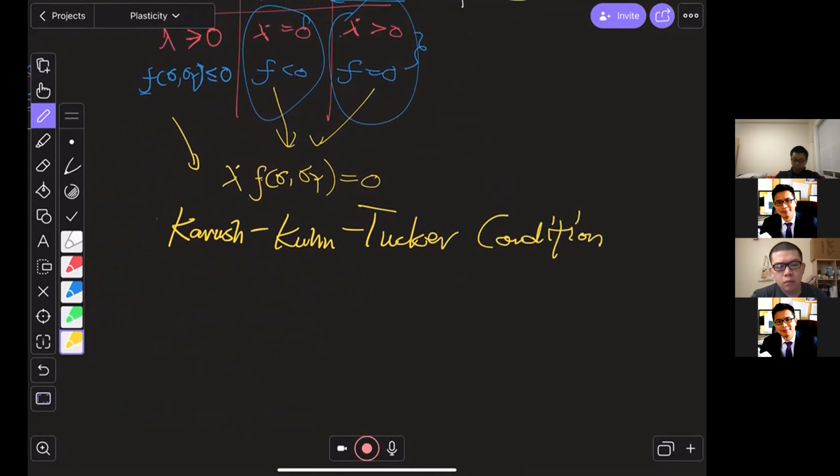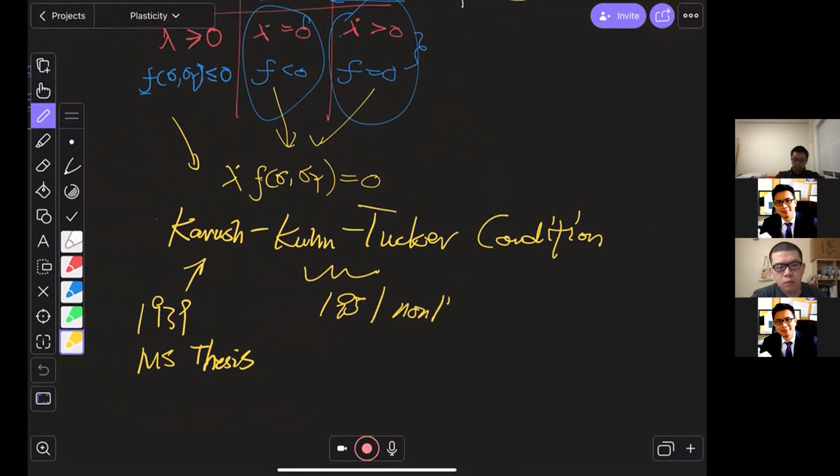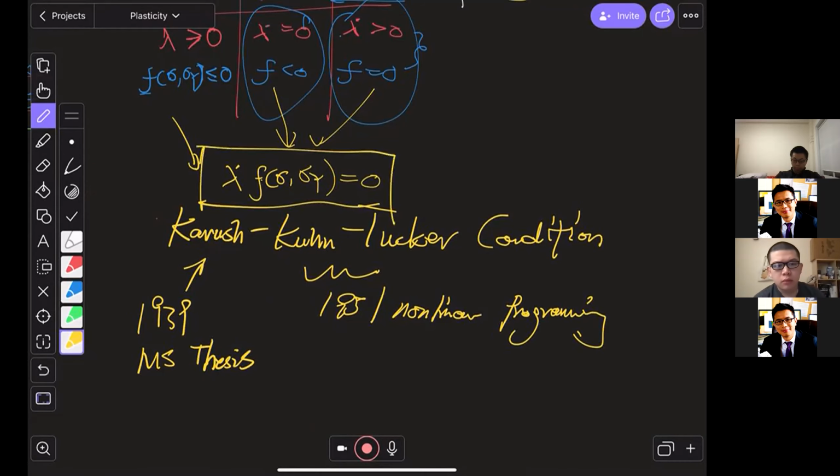If you're in finance, you've probably heard about it a lot. This is from the 1939 master thesis of Karush. And the rest is coming from the 1951 book Nonlinear Programming. So you can say before World War II, this thing doesn't even exist. Now I think this is the equation all plasticity models have to follow.